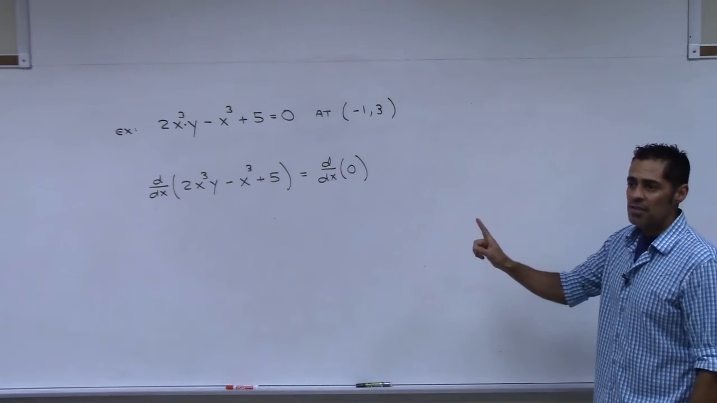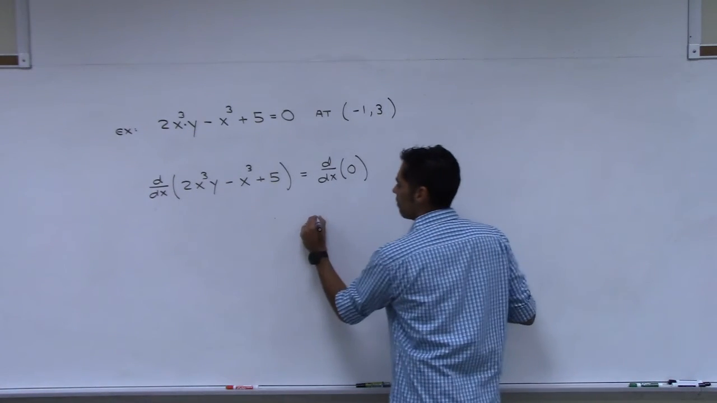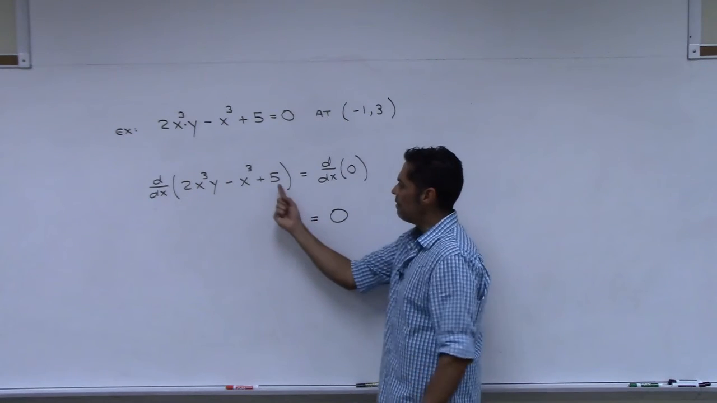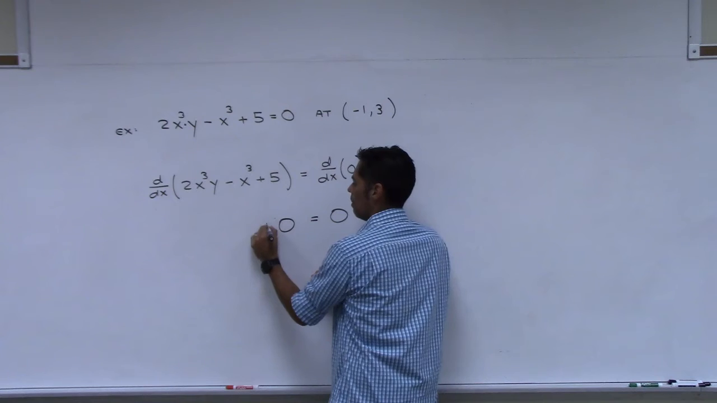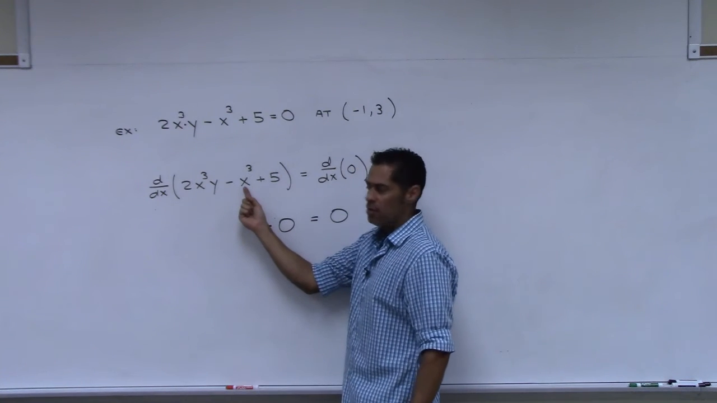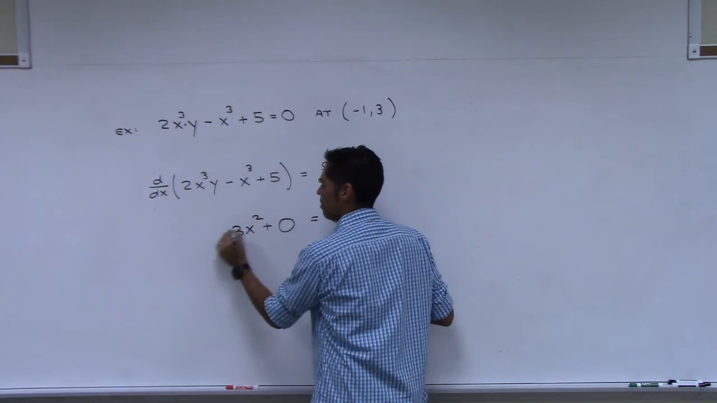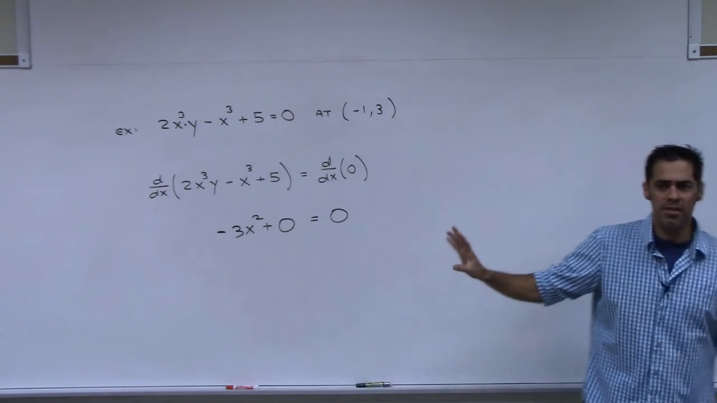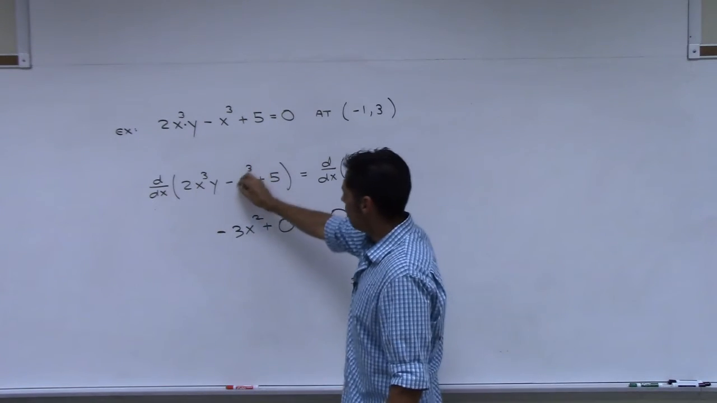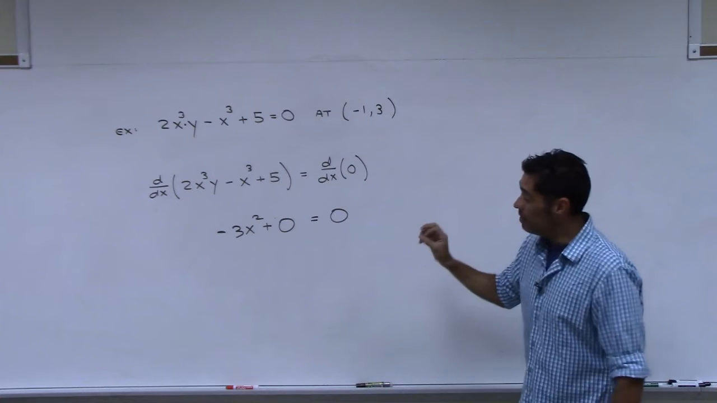Let's take care of the easier parts first. What's the derivative of 0? 0. Okay. What's the derivative of 5? 0. What's the derivative of x cubed? 3x squared. And there should be a minus in front of that, right? So do you agree with that part? This is the easy part. Derivative of x cubed is 3x squared, derivative of 5 is 0, derivative of 0 is 0.